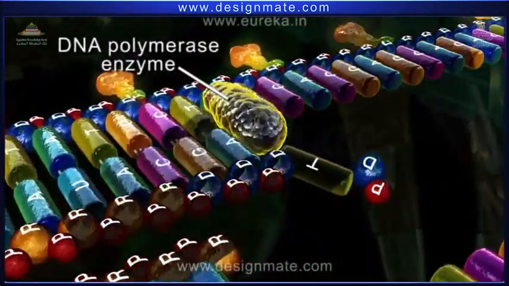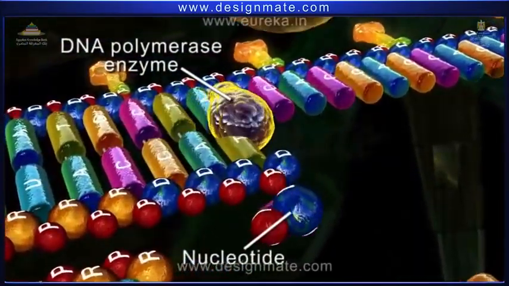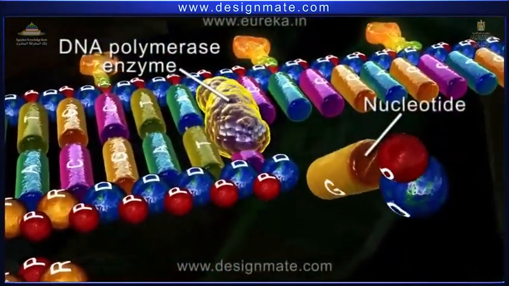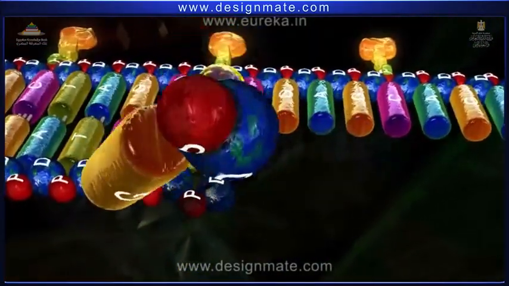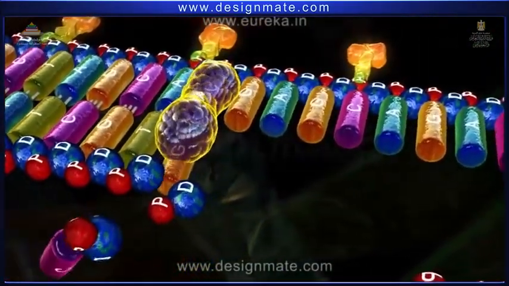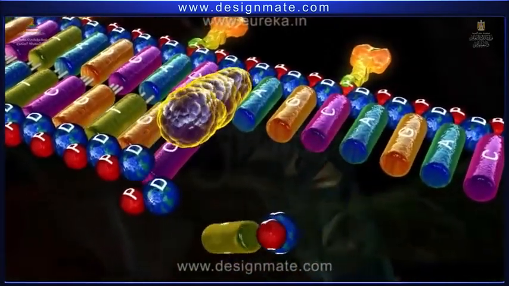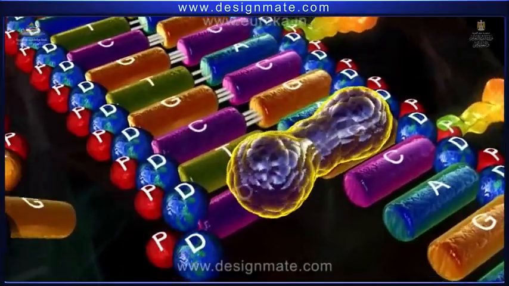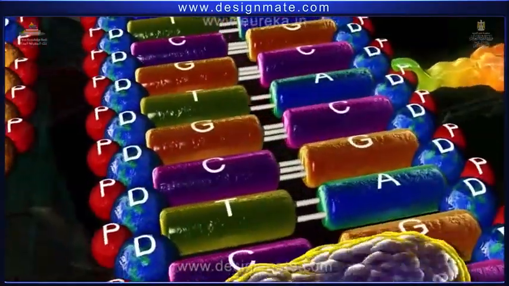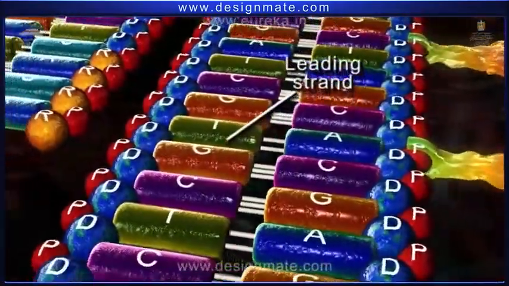Meanwhile, extra nucleotides approach the replication origin. The DNA polymerase starts joining the appropriate complementary nucleotides to the template strand. In this case, the replication is continuous, and thus the newly synthesized strand is known as the leading strand.